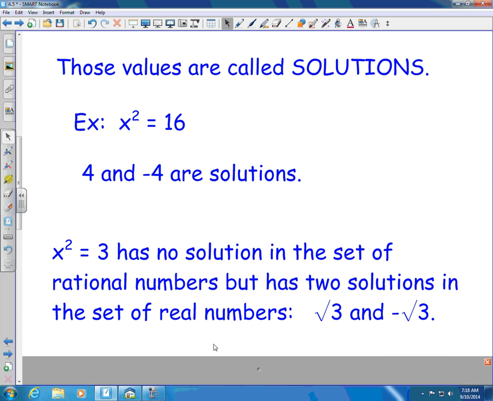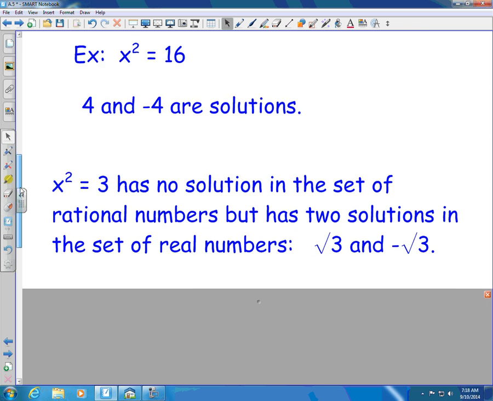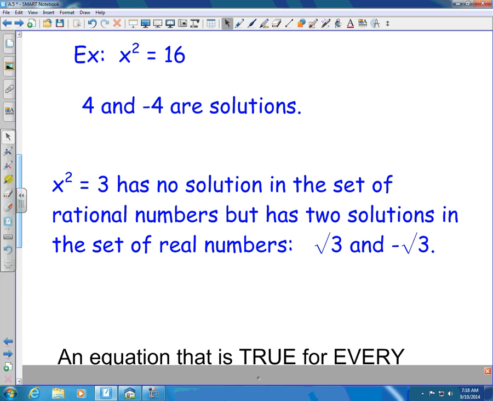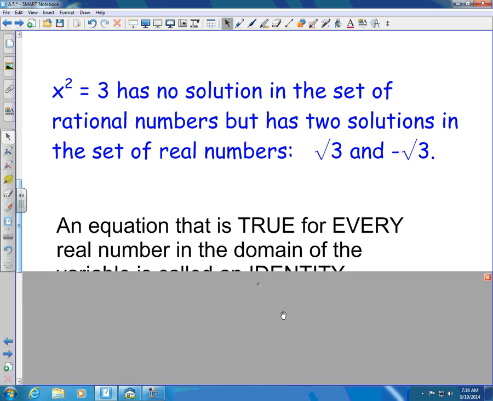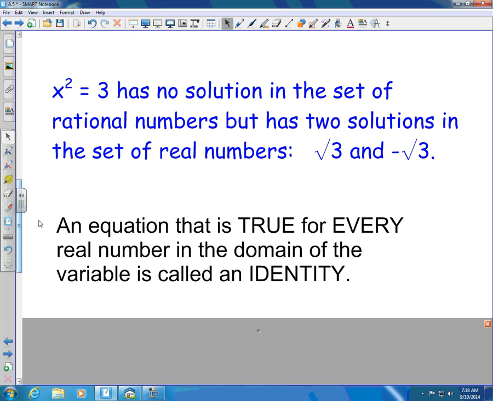Take a look at this example. X squared equals 3. Now that would have no solution if we only wanted to look for rational number solutions, but it does have two solutions if we're willing to say any real number can be a solution. So square root of 3 and negative square root of 3 would be the solutions for that equation.